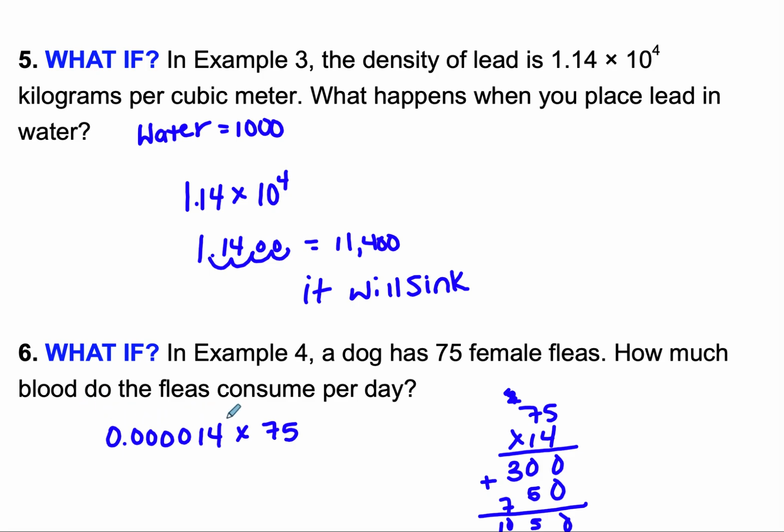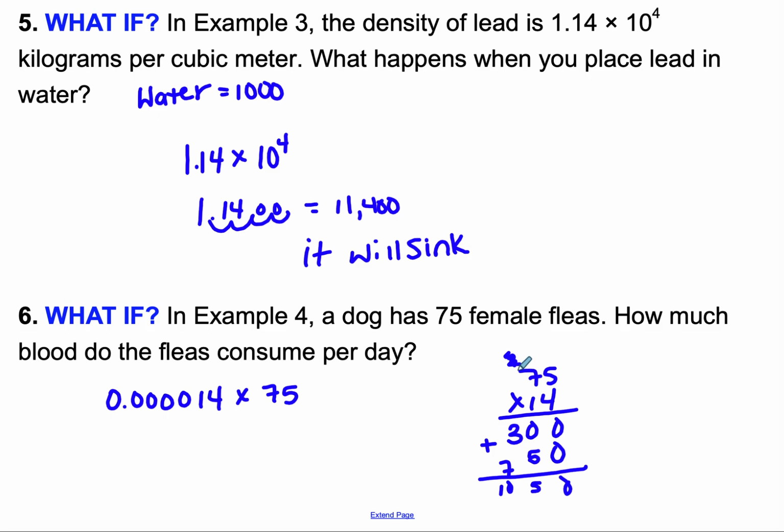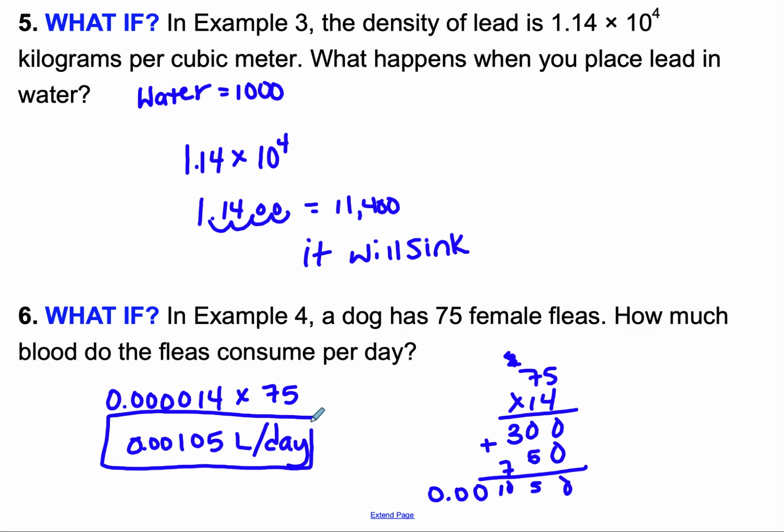Okay, I had 6 decimals in my problem. I need 6 decimals in my answer. It's really hard to read my numbers because they're squished down there. There we go. That's a little bit better. Okay, so I need a 0.00. I have 1, 2, 3, 4, 5, 6 decimals in my answer, just like I had in my problem. I don't really need that last 0 though, so I could do 0.00105 liters per day. All right, so all of that is the 16.5. Let's go ahead and take a look at 16.6.